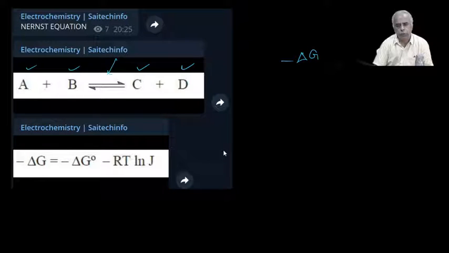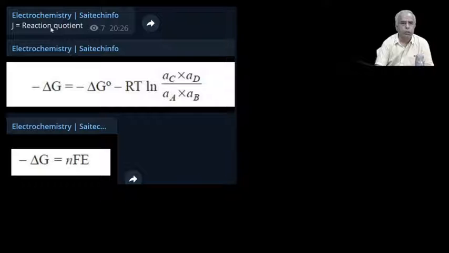So according to one of the fundamental laws of thermodynamics, we can write minus delta G is equal to minus delta G naught minus RT log J, where J is the reaction quotient.